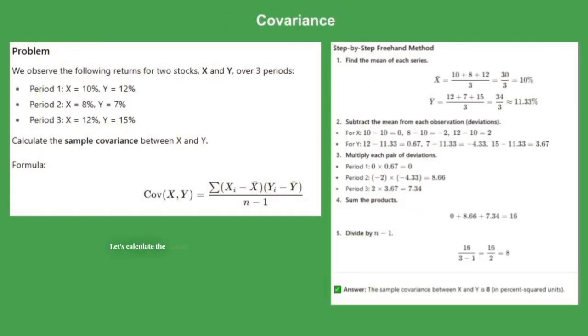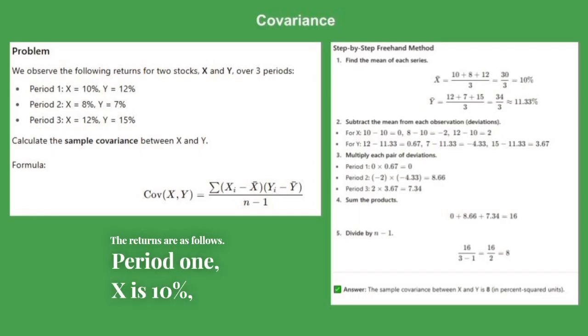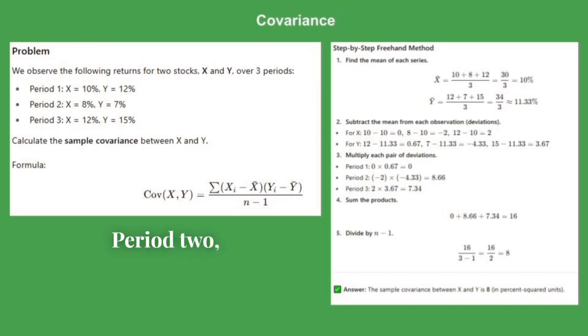Let's calculate the sample covariance between two stocks, X and Y. The returns are as follows. Period 1, X is 10%, Y is 12%. Period 2, X is 8%, Y is 7%. Period 3, X is 12%, Y is 15%.